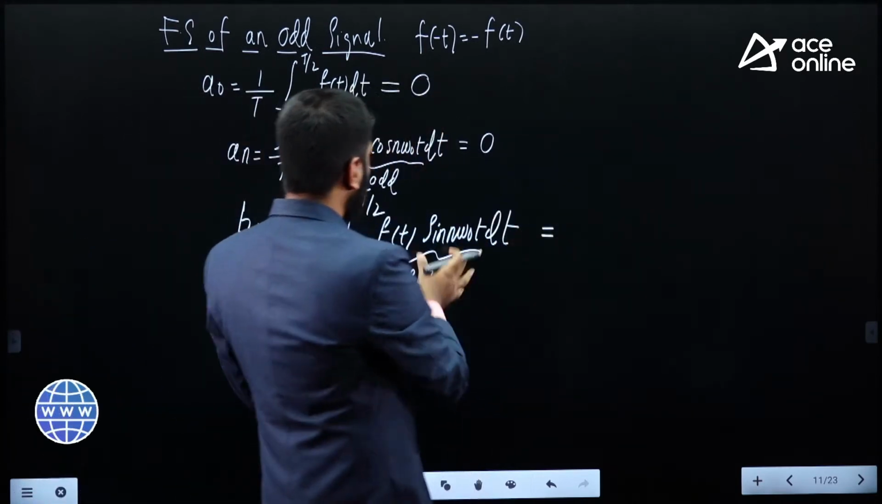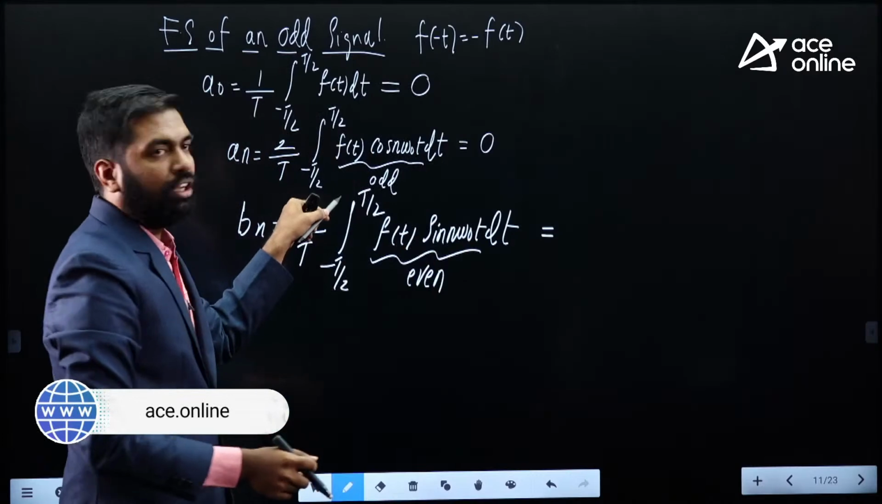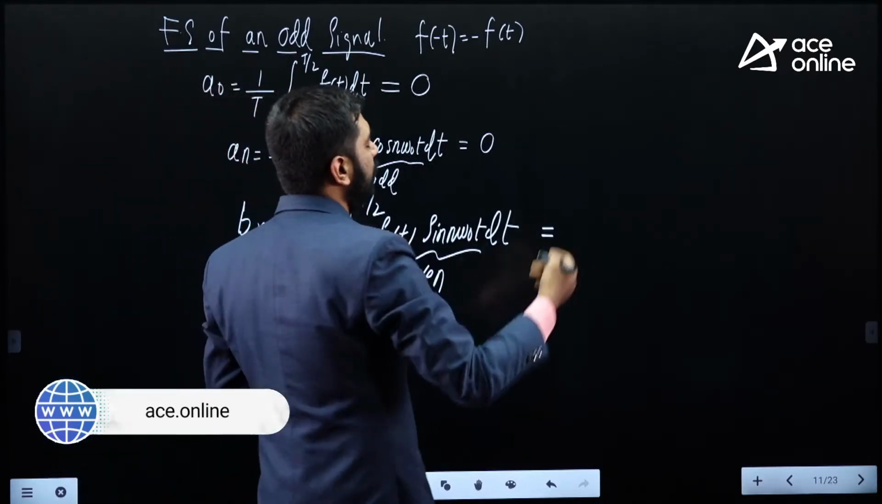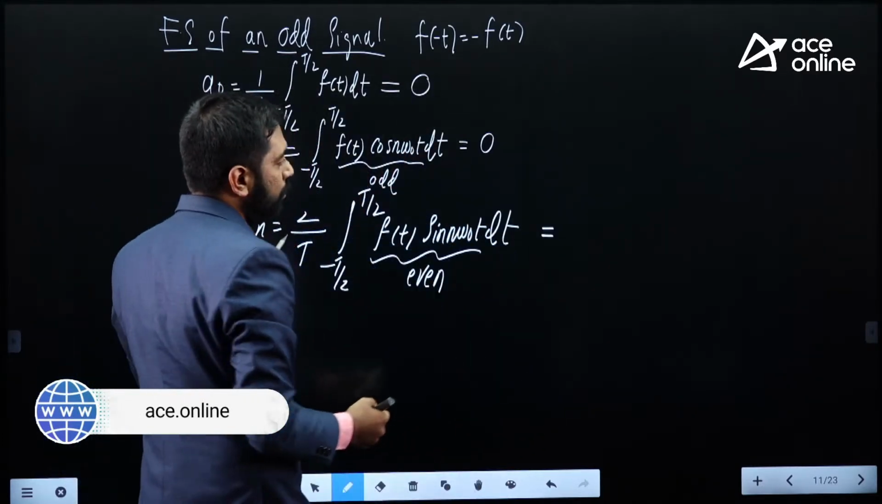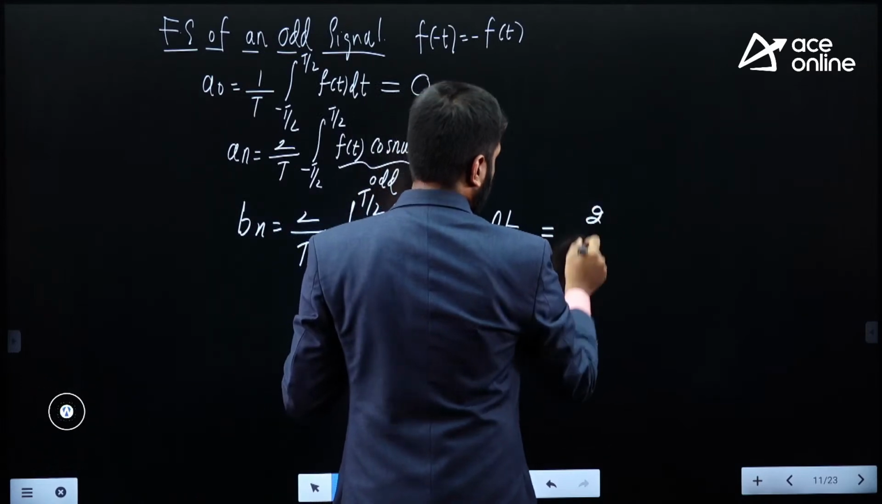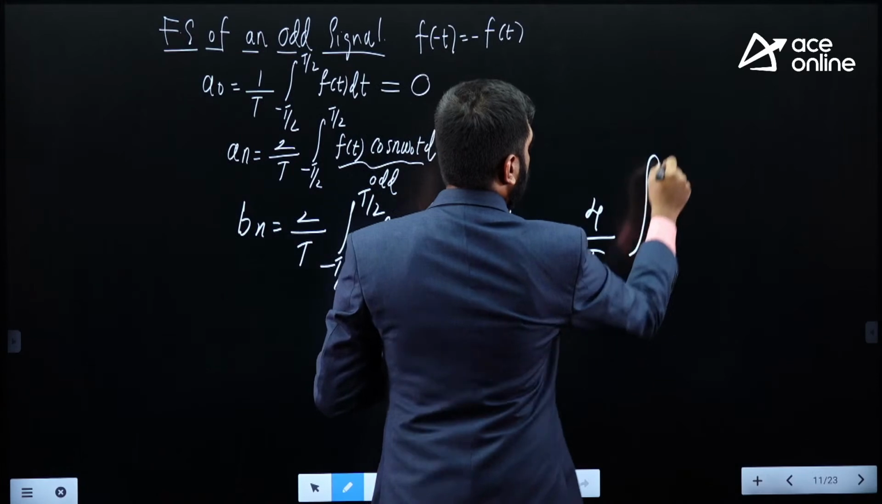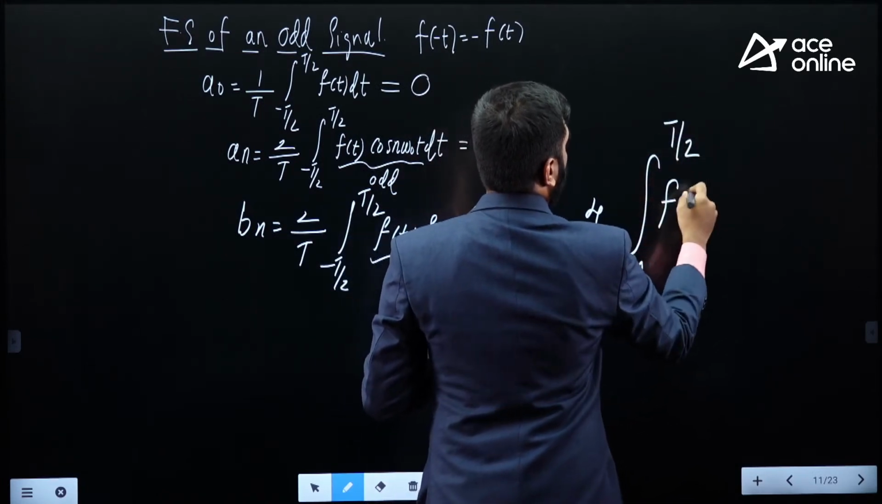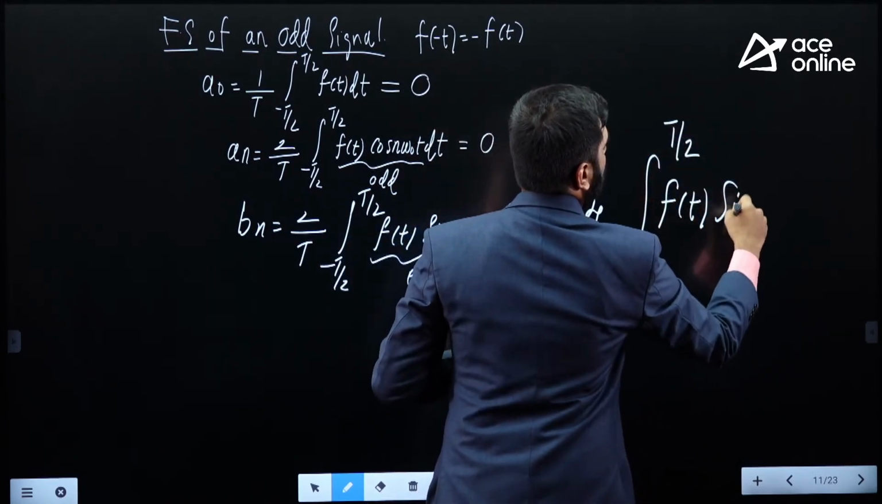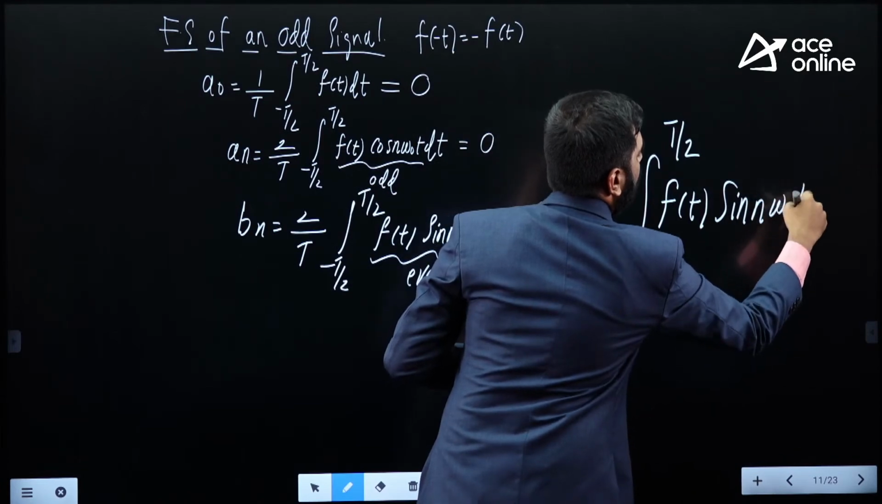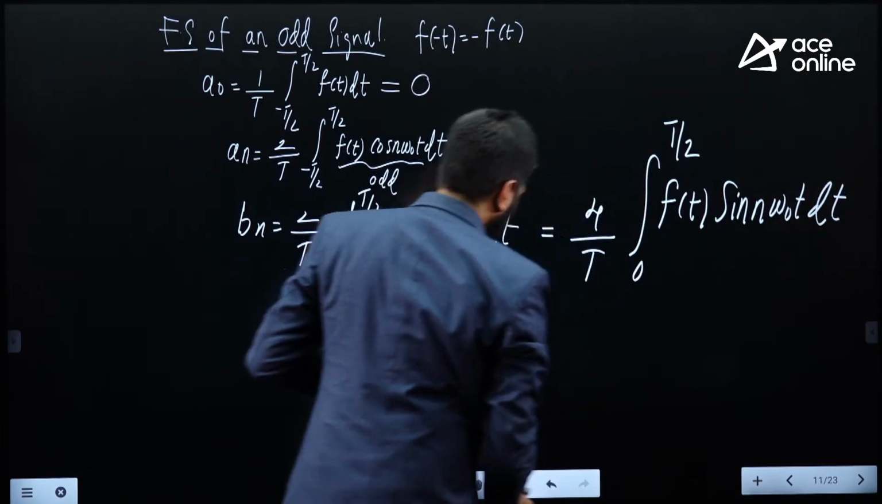Since this is even, you are integrating from minus T by 2 to T by 2, you can write twice of 0 to T by 2. There is already a 2 here, so if you multiply 2 more, it's 2 into 2, which is 4. So it's 4 by T integral 0 to T by 2 of f of t sine n omega naught t dt. Now what's the final conclusion?